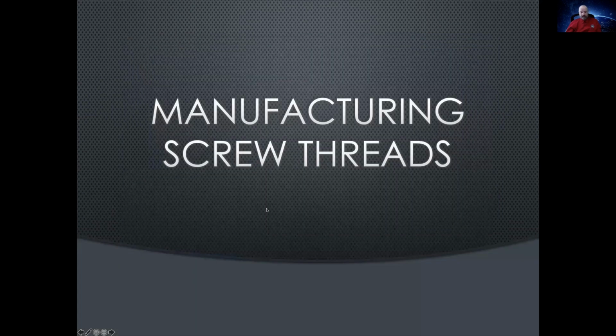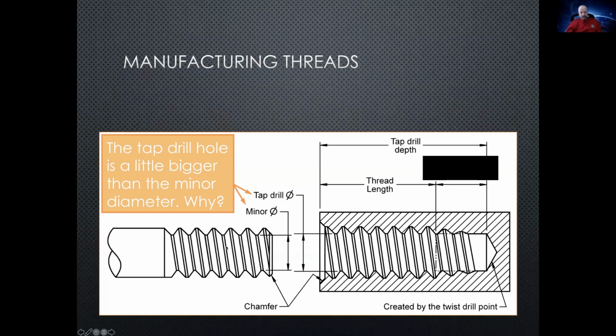All right, so how do you make screw threads? Well, you have an external and an internal. Okay, so the tap drill hole is a little bigger than the minor diameter. So you're gonna drill a hole to make your internal thread. Then you're gonna use a tap to cut the threads into it. So you make a cylindrical hole, and then you use that tap and screw it in to make the threads.